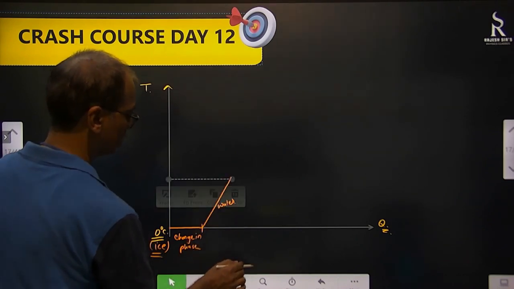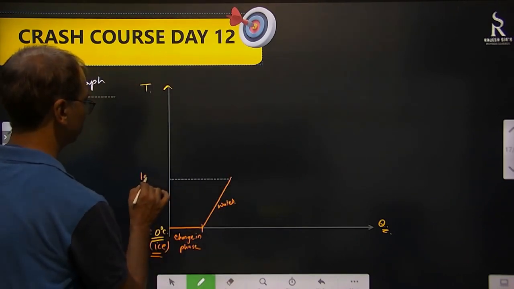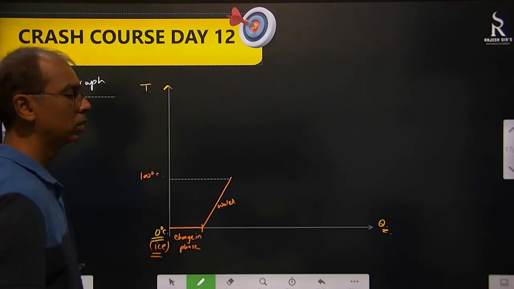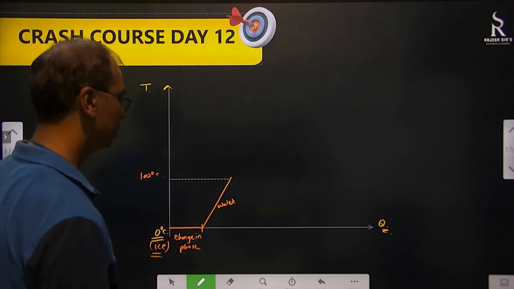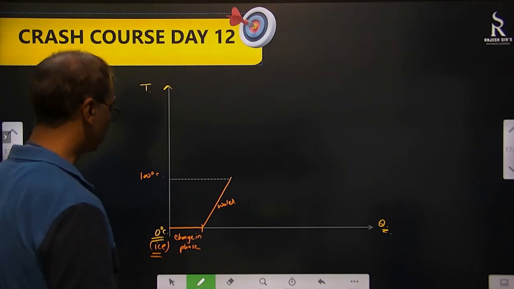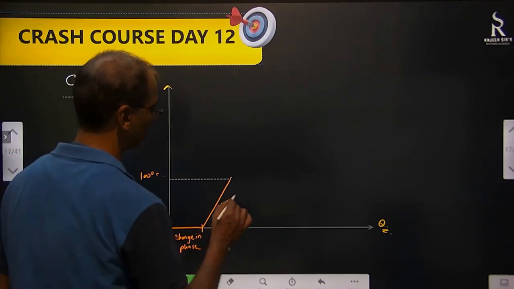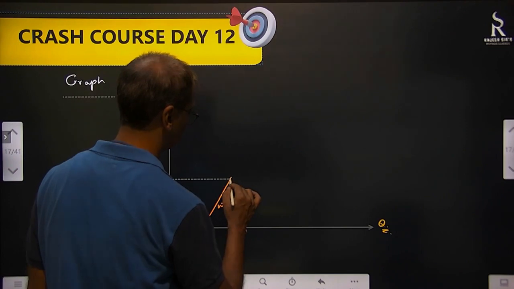Right. This is 100. Okay. You further give heat. Now what's going to happen? Is temperature going to increase? No. Because phase change is happening now. So it will be like this.